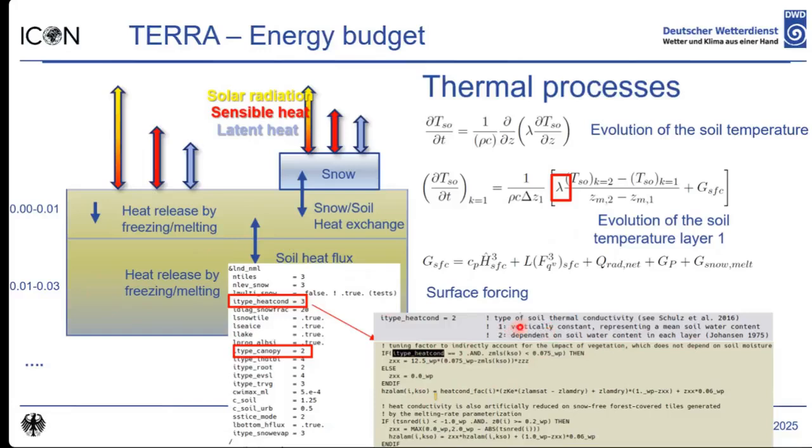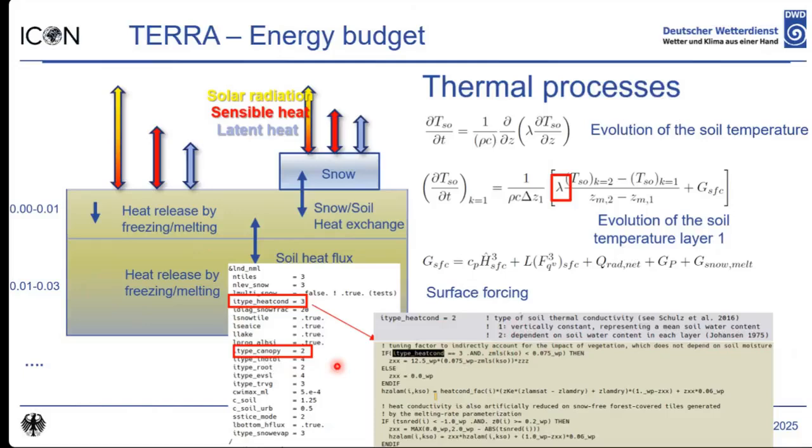You see here type of soil thermal conductivity. You see my name here. So this is this article I mentioned before. You can read something in that article. And you see here also the number 1, the number 2, and here's the number 3. And this is the PhD thesis of Johansen from 1975, which is nowadays still state of the art for exactly all the models, basically worldwide, NWP models and climate models. You use this in the ground.